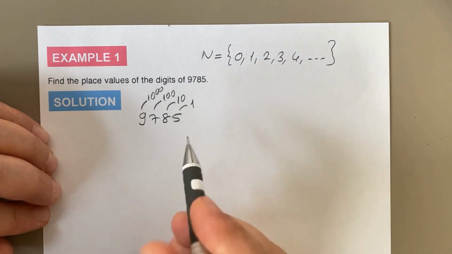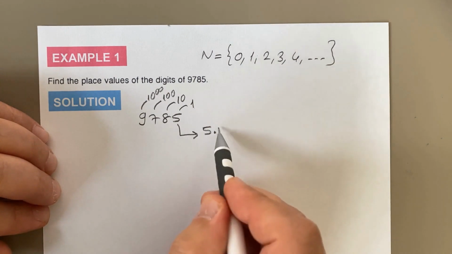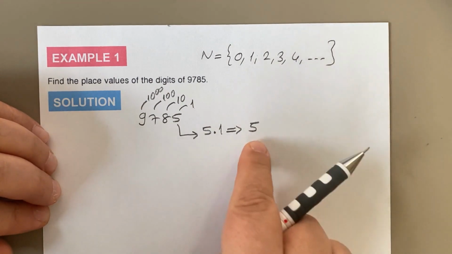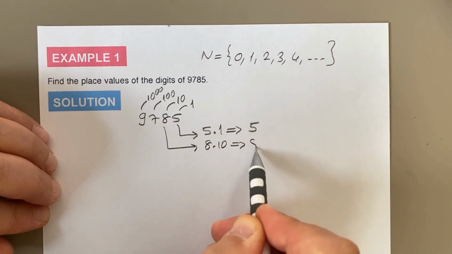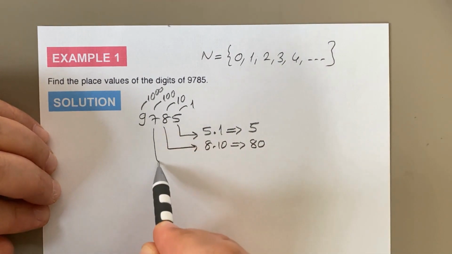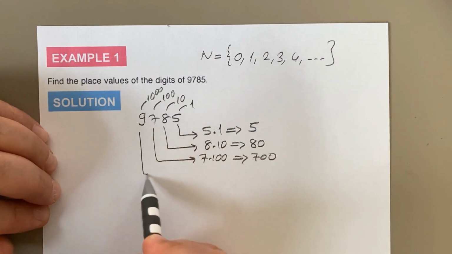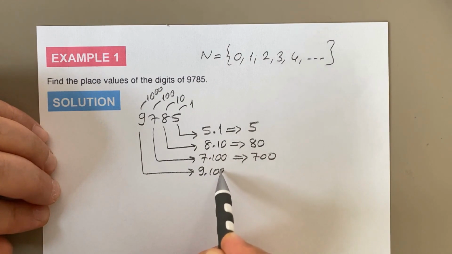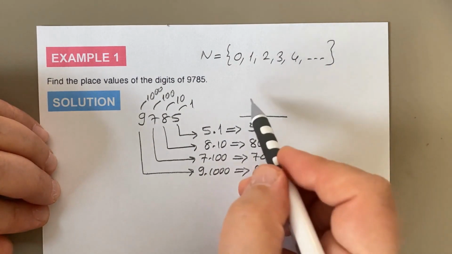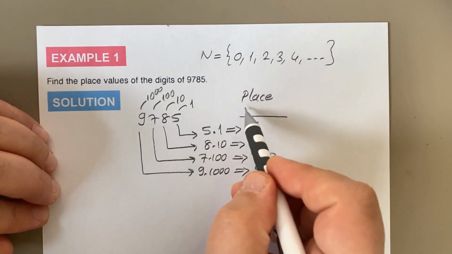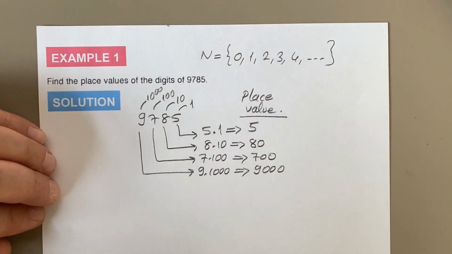Discussing place value, you multiply the digit by the place value. You're multiplying the digit here by the place value. Again, you're multiplying the digit here by the specific place value. So what do these things we found become? Place value.